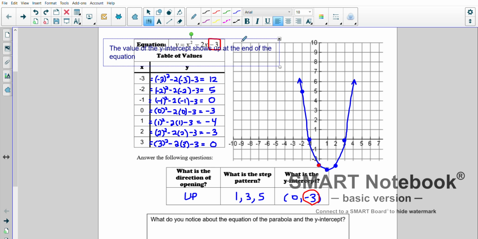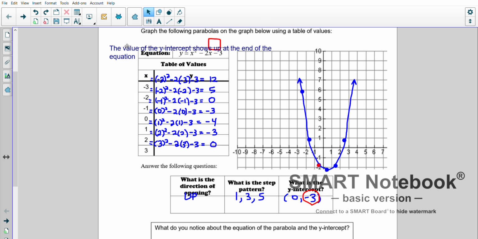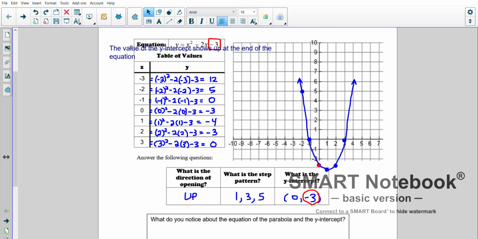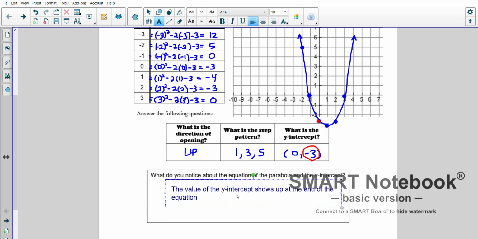So I already had this pre-typed out. The value of the y-intercept shows up in the equation. There we go, put that down there. And where does it show up?